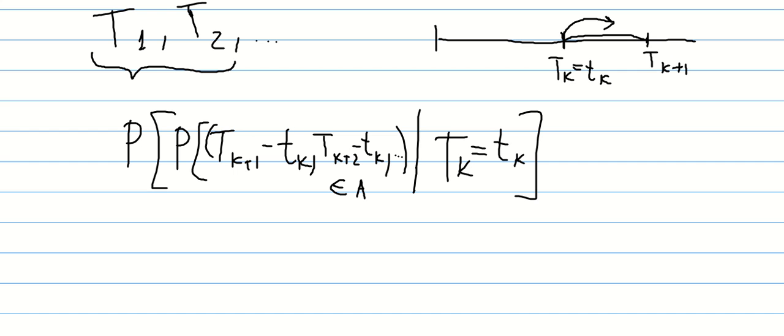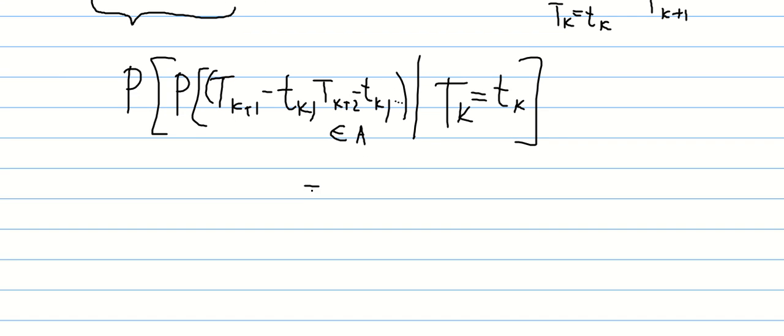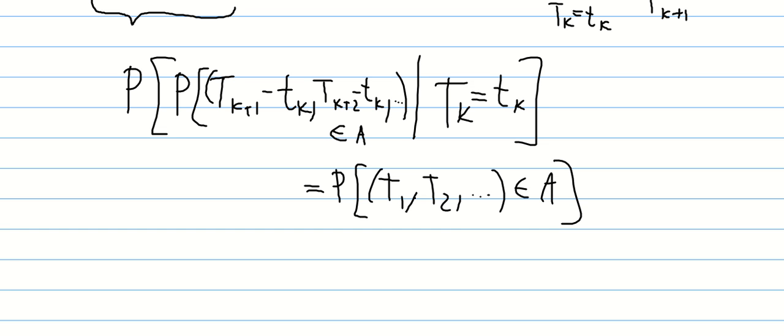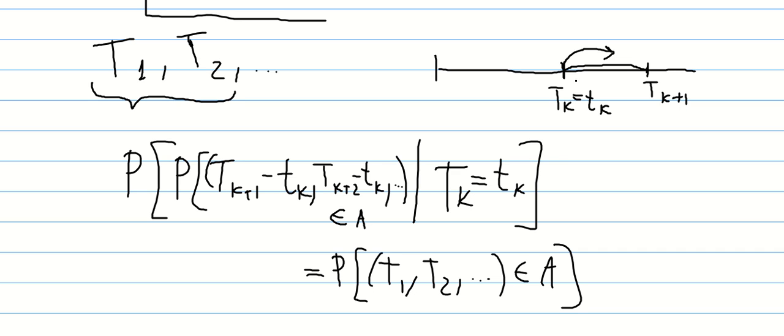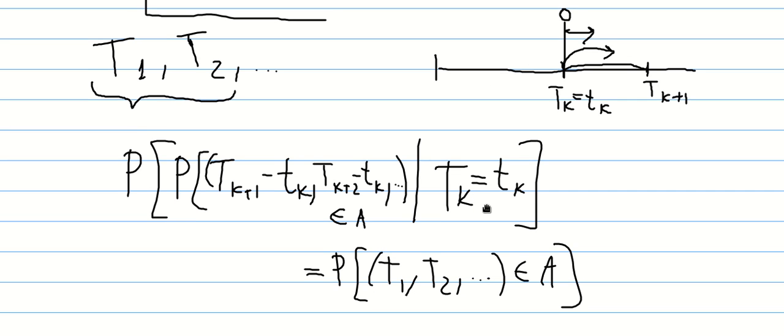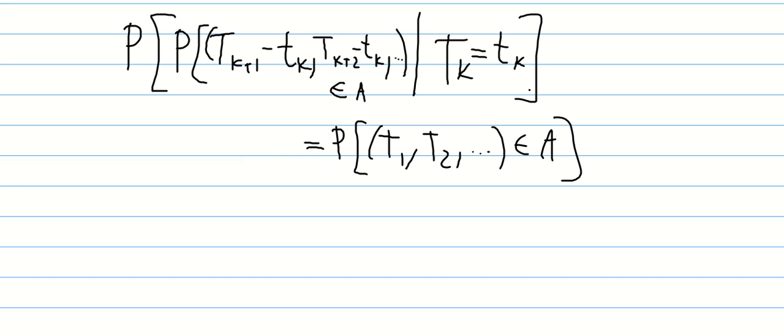Any event for this remainder of the process should have the same distribution as the original process, t1, t2, and so on. So this is a formal way to say that if we know that there was a visit at time tk, then this process that starts here and considers this as the new zero is the same as the original process. This is interesting because it says somehow that knowing the information of the last visit doesn't add anything for the employee.